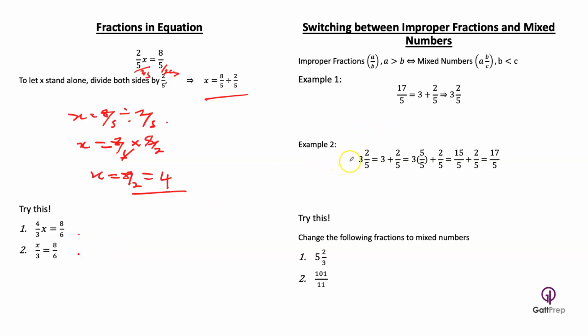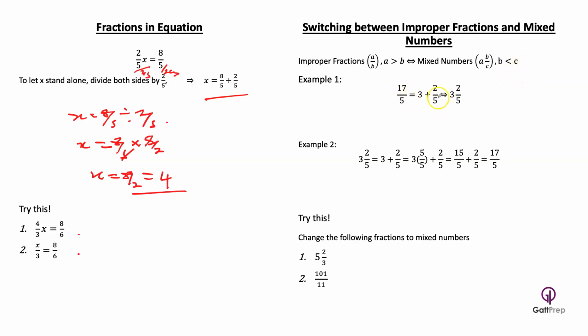We'll turn our attention to switching between improper fractions and mixed numbers. An improper fraction is a fraction where the numerator is greater than or equal to the denominator. A mixed number is a number consisting of a whole number and a proper fraction. So if you look at this definition, for an improper fraction we have a over b, and a is greater than b, and a mixed number is where you have a whole number and a proper fraction where b is less than c.